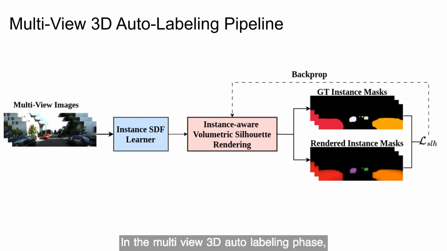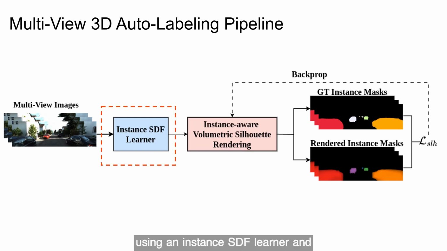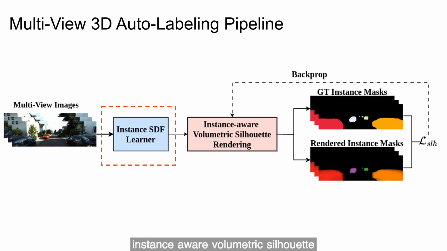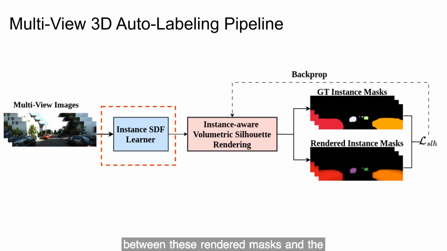In the multi-view 3D auto-labeling phase, we model each car as an instance SDF using an instance SDF learner and generate rendered masks through an instance-aware volumetric silhouette rendering module. The optimization of 3D bounding boxes relies on the loss between these rendered masks and the ground truth.